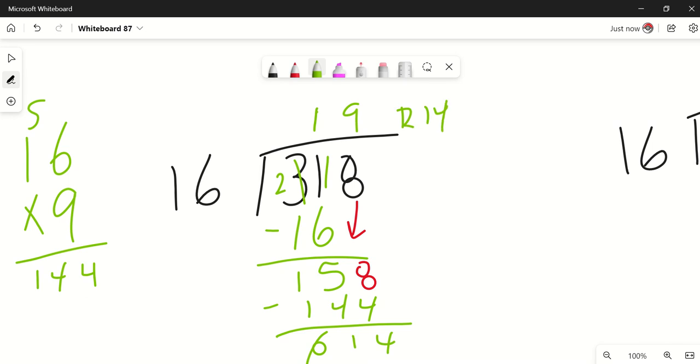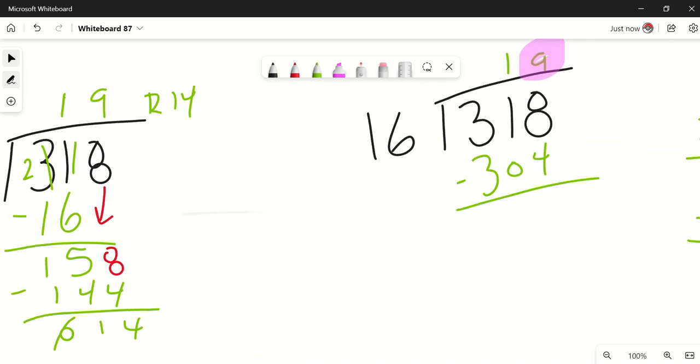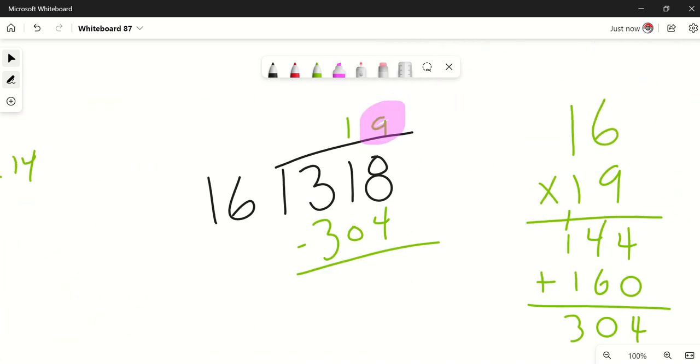Now, let's see if we did the same thing over here with all the extra guess and check work that we did. It will be 19. 8 minus 4 is 4. 1 minus 0 is 1. 3 minus 3 is 0. Remainder 14. So sometimes it's just paying close attention to what you're doing.